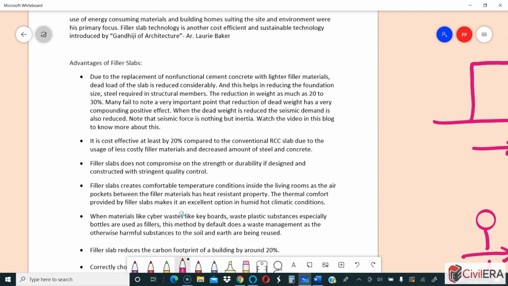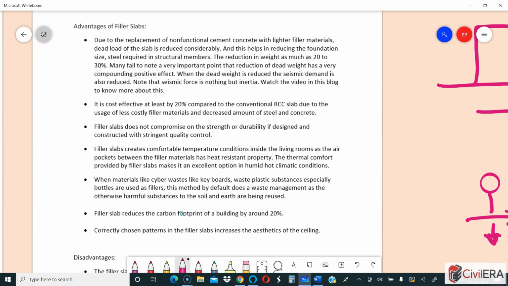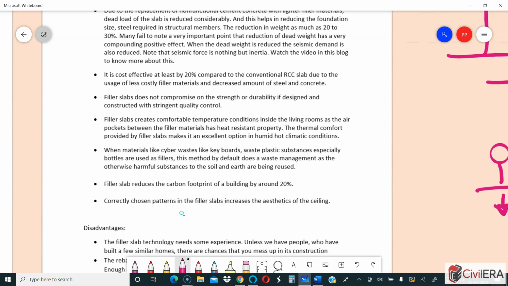A filler slab helps you do that to a certain extent, and it is cost effective, at least by 20% compared to the conventional RCC slab, due to the usage of less costly filler materials. Again, as I said, you have to use the right materials and the right design, and it doesn't compromise the strength or durability if you are using the right construction methods with good quality control.